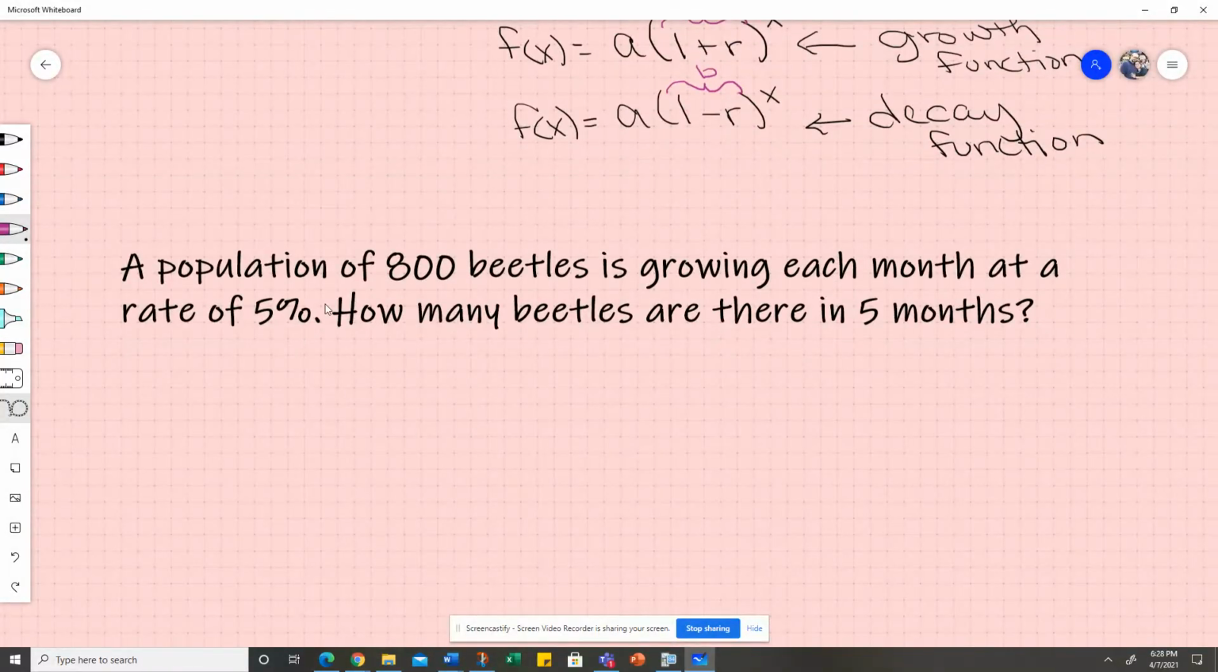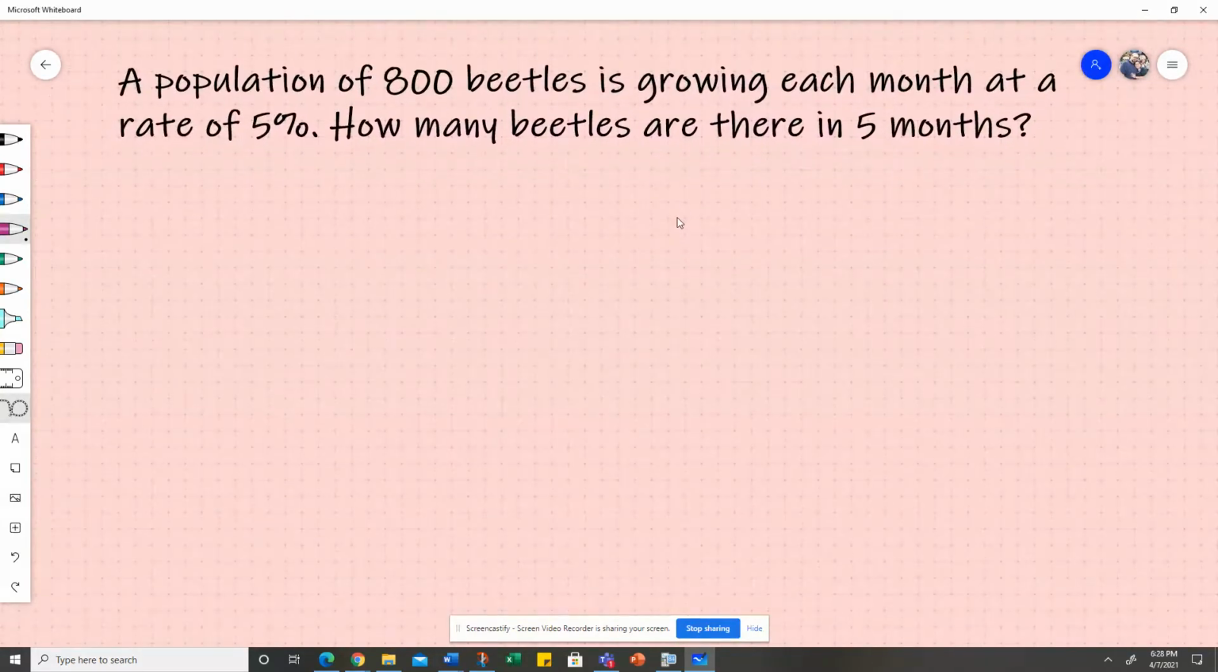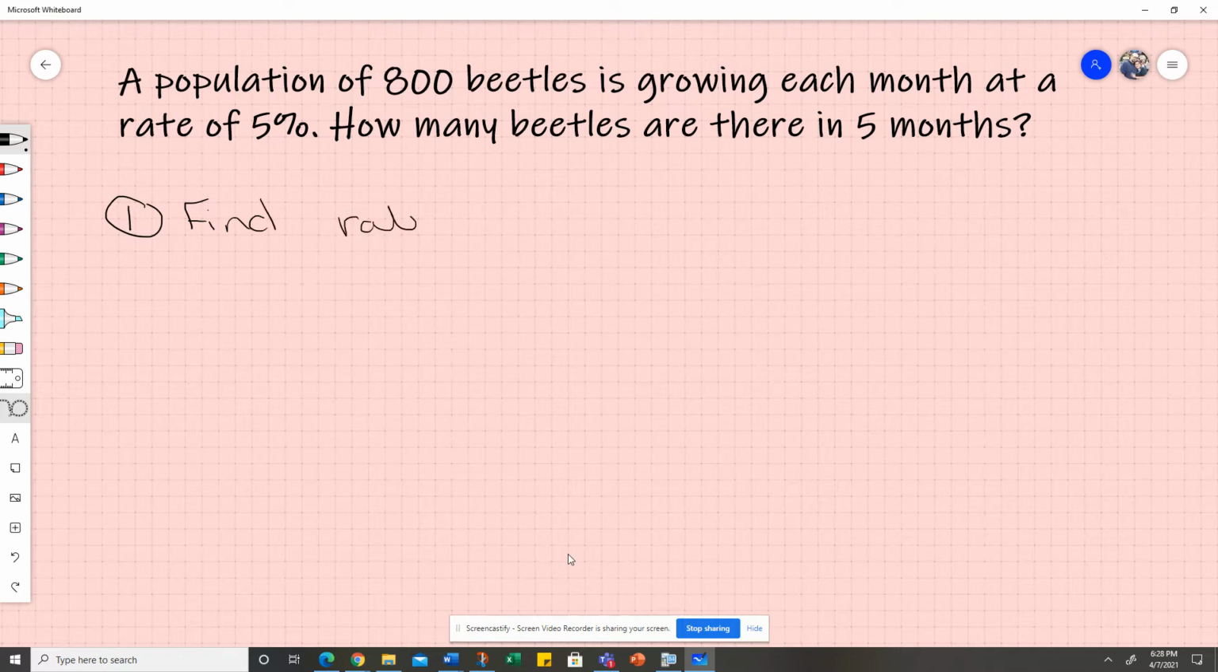So let's look at a couple of problems here. Let's start with a population of 800 beetles that's growing each month at a rate of 5%. How many beetles are there in 5 months? The first thing that we want to do is identify our rate and our factor.